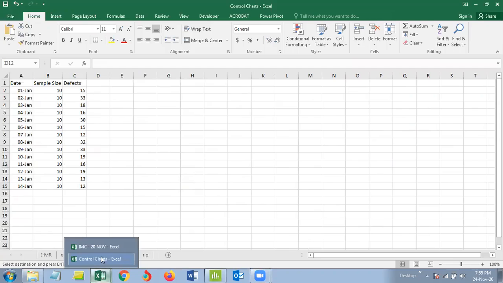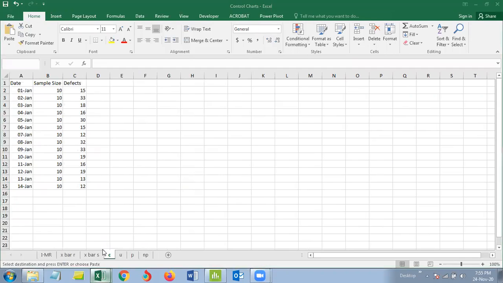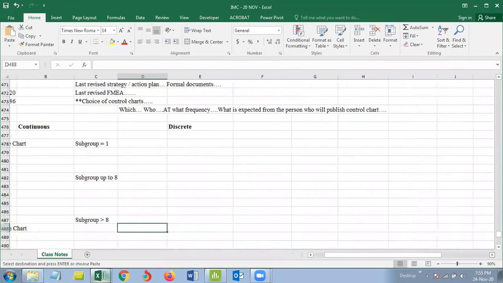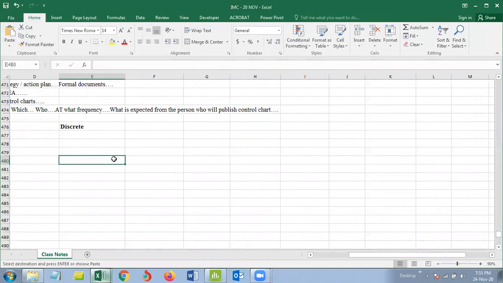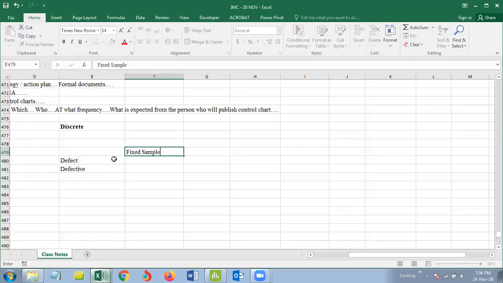Let's have a look at the other charts, which are control charts for discrete data. There are 4 charts, and these are single charts. This is based on defect and defective, so we need to understand the basic difference between defect and defective. This is the fixed sample version, and we have the variable sample version. So there are 4 charts: C chart, U chart, P chart, and NP chart. There's no expanded version. That's the name of the charts. These are not abbreviations.